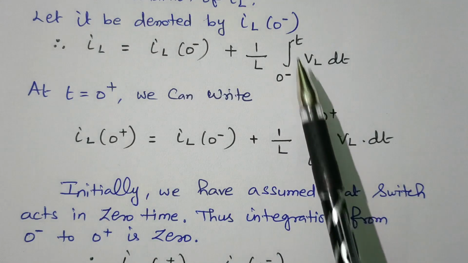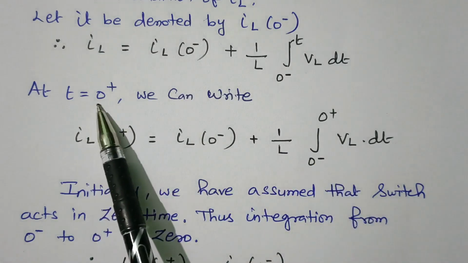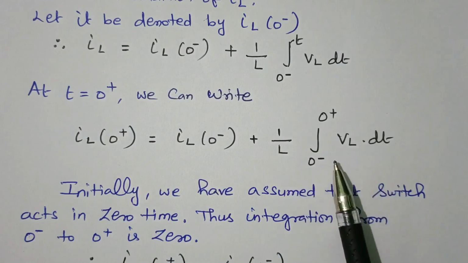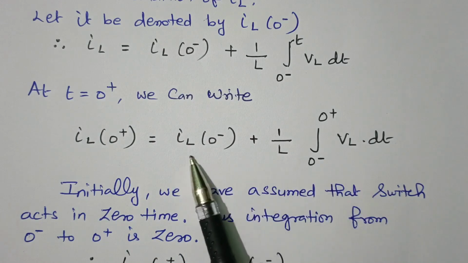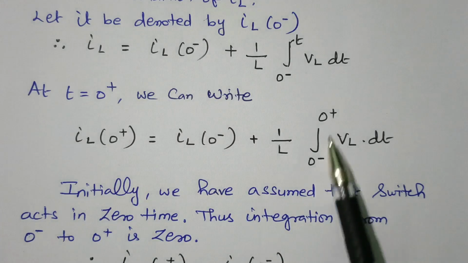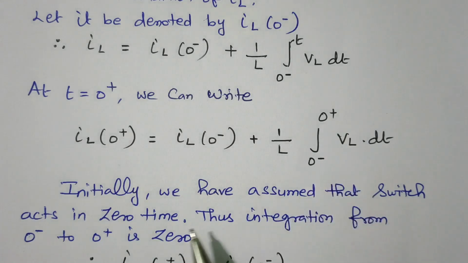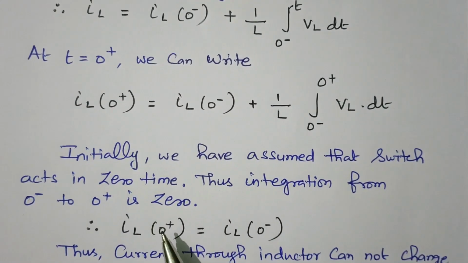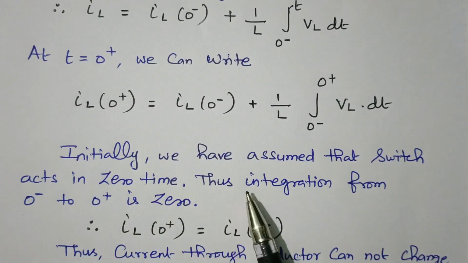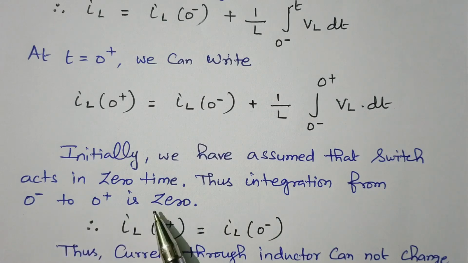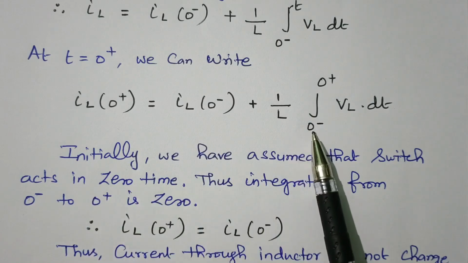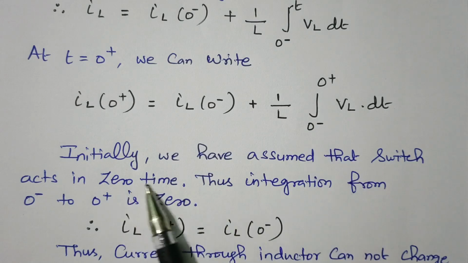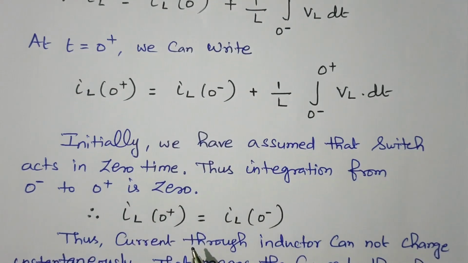So this t is now replaced by 0+ because t equal to 0+ immediately. So this equation is about before and after switching: 0+ means after switching, 0- means before switching. So what happens to the initial current while switching, before and after the switching? Initially we have assumed that switches act in zero time. Thus the integration from 0- to 0+ is 0. There is no before switching and after switching gap, so we assume it as 0. Immediately we switched on, so that IL(0+) equal to IL(0-).